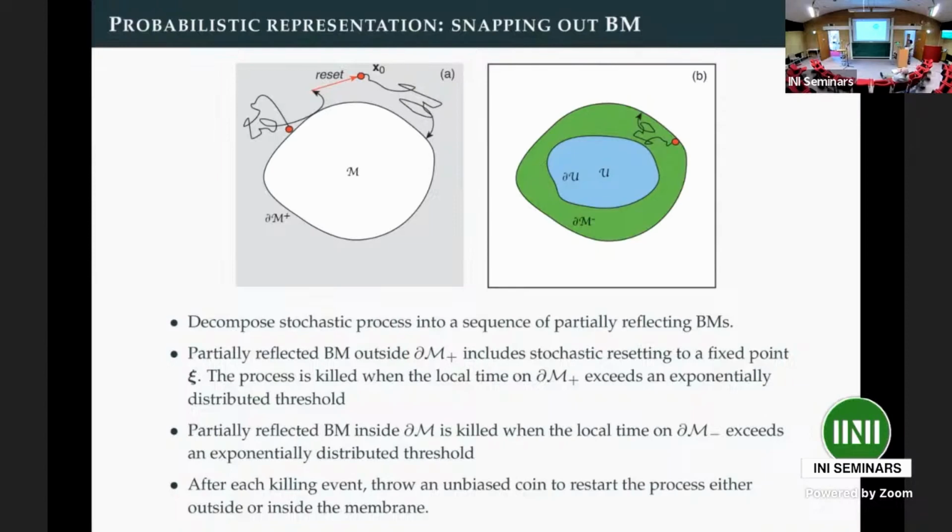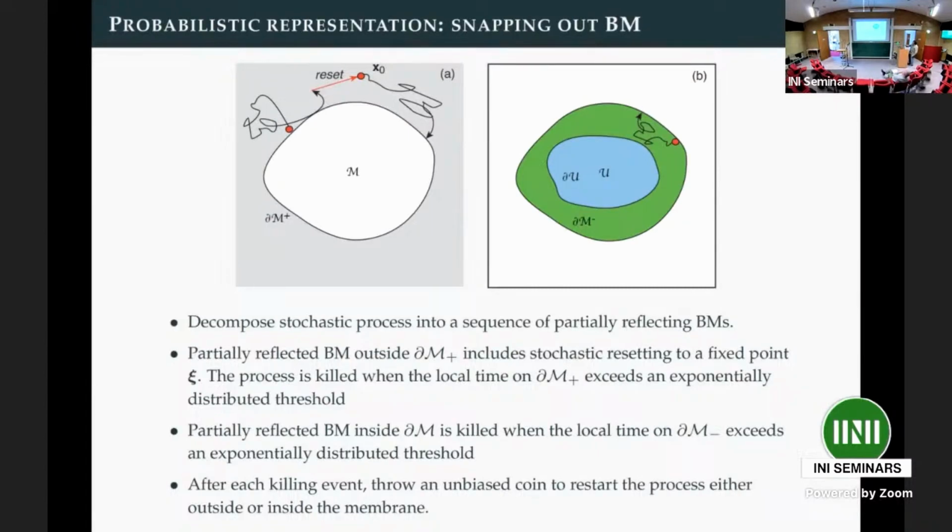Anyway, just reiterating this, I can apply this to the screening situation in which I now break up my semi-permeable interface into two processes. Partial Brownian motion outside with reset. Whenever I hit the surface, I build up local time. When the local time exceeds some threshold, I stop the process. I don't kill it forever. I now throw a coin. Either I restart outside or, with a probability of a half, I now start the process inside.